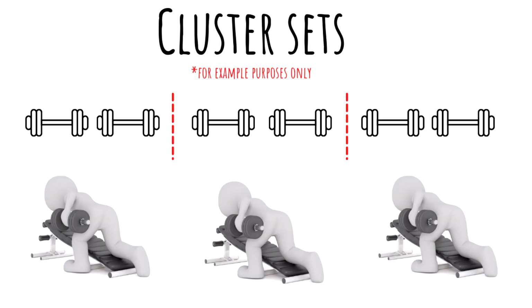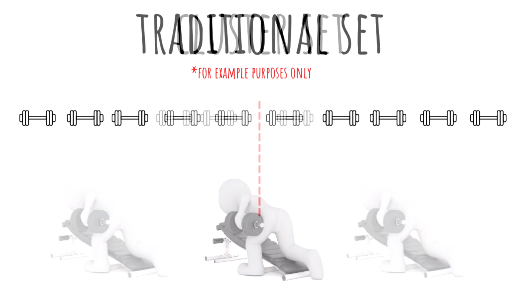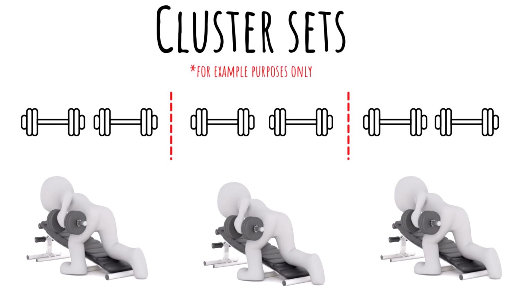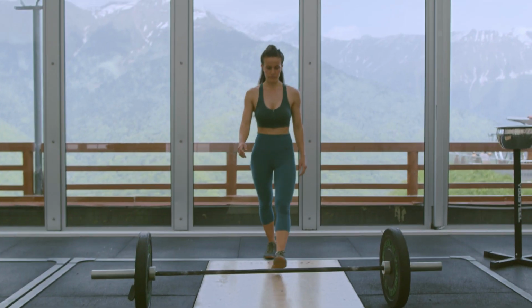An example of cluster set methods would be, with 6 repetitions, you may, for example, do 3 workloads of 2. Or if you were doing 10 repetitions in a traditional set, you may perform 5 reps, have a short break, then the next 5 as a further workload. These are just examples. I'm not prescribing that exact cluster model to you, to be clear. This is purely for visual learning purposes. And as always, you need to apply to your needs. So if you're going to use cluster sets, absolutely apply to what suits you.